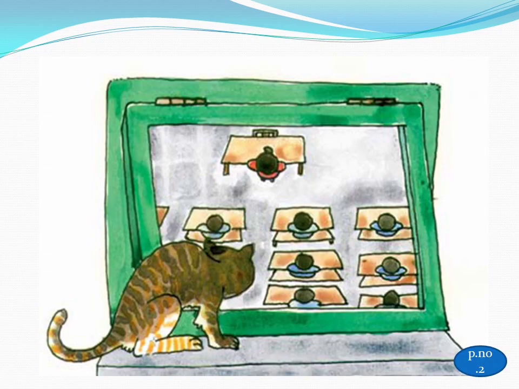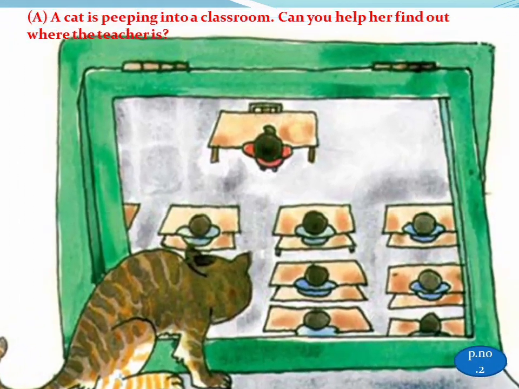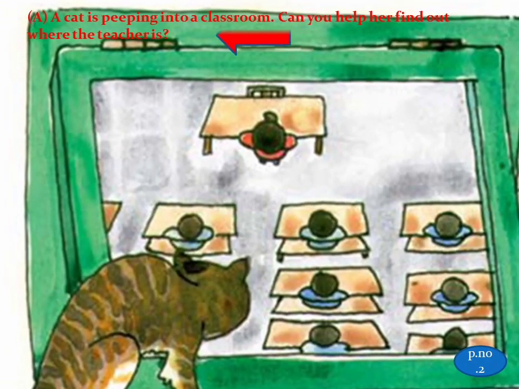See this picture very carefully. A cat is peeping into a classroom. Can you help her find out where the teacher is? Here is the teacher. Here are some pictures. Find out from where you have to look to see the things this way.